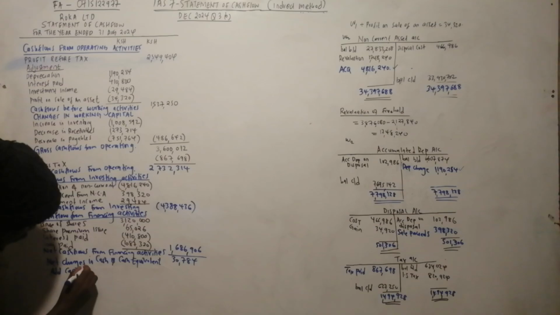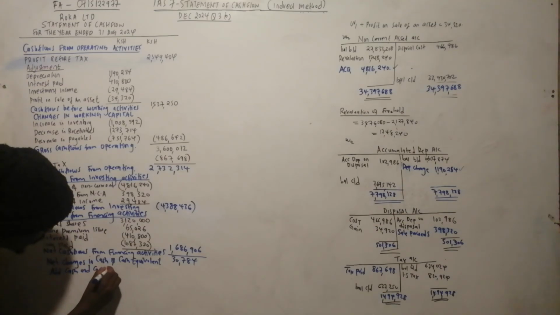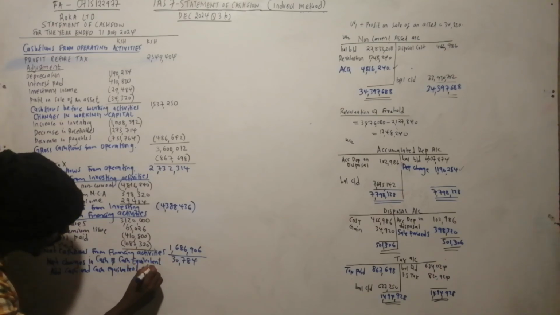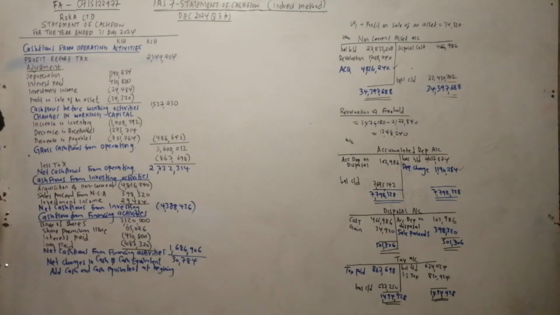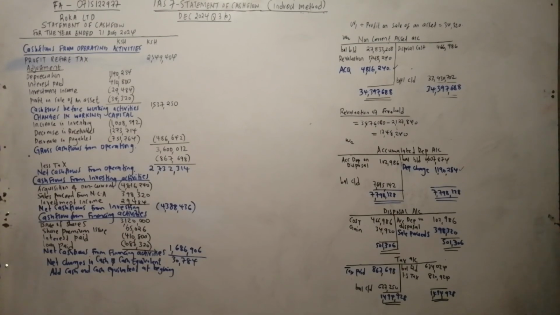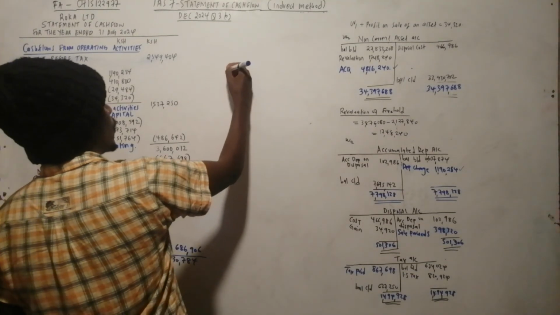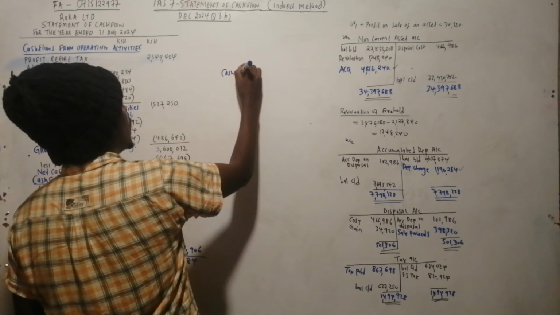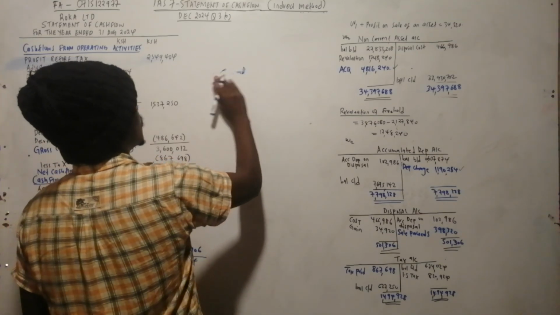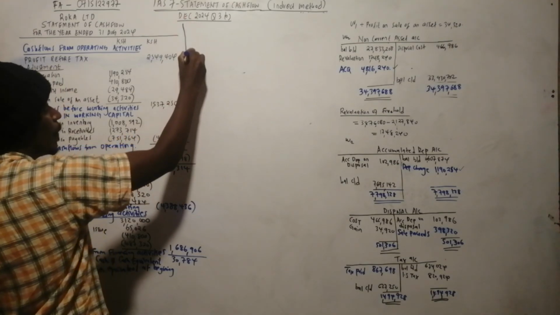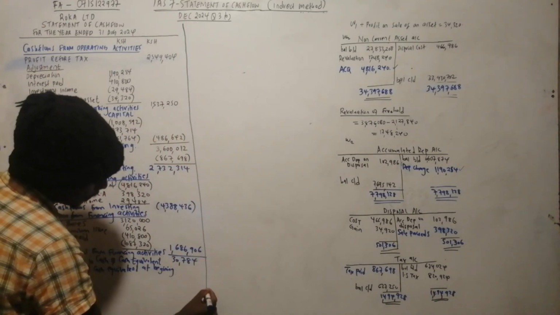Cash and cash equivalent at the beginning. Now, do we need to do a working for that one? I think no working is required. So we have the bank at the beginning. So you need another working for cash and cash equivalent. Let me put it here, because we are finishing.